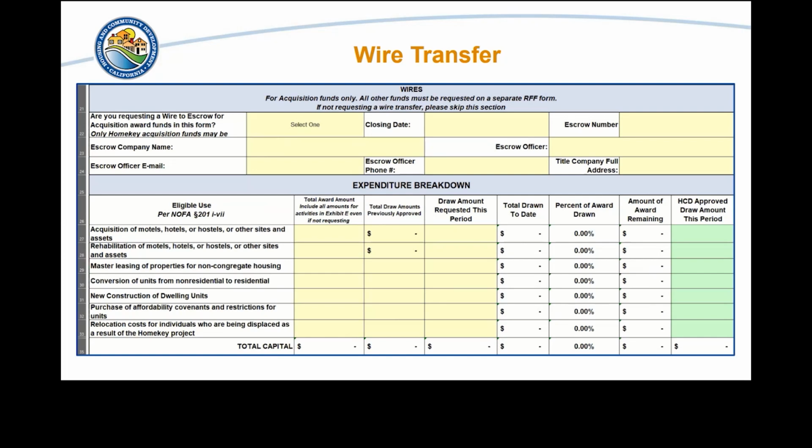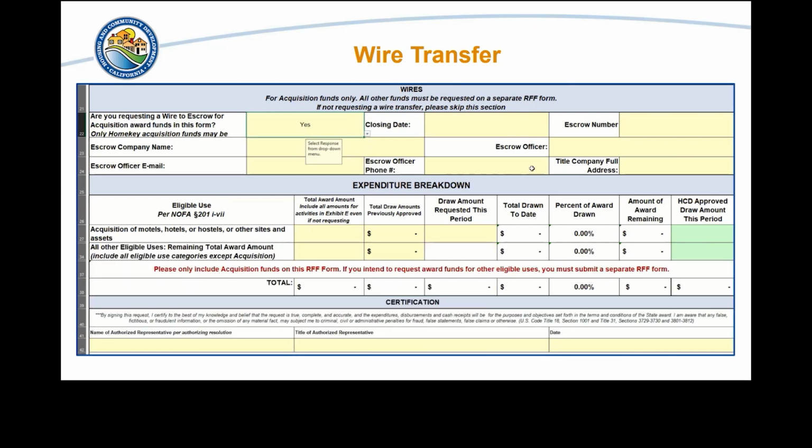If you are not requesting a wire, select No in the drop-down menu of cell C22. You may now skip the rest of this section and proceed to the demonstration of the expenditure breakdown section. If you are requesting a wire, select Yes in that same cell. You may have noticed that when you select Yes, the expenditure breakdown table collapses so that it only shows the eligible use row for acquisition.